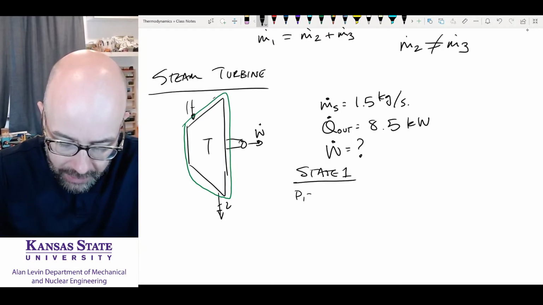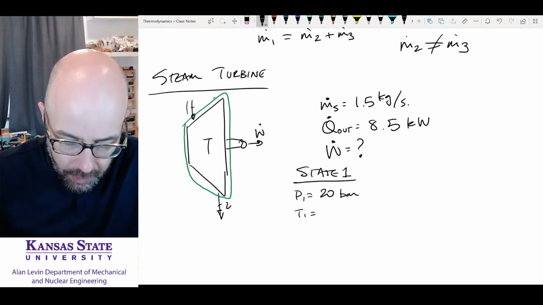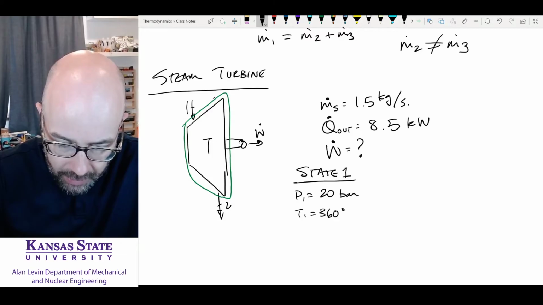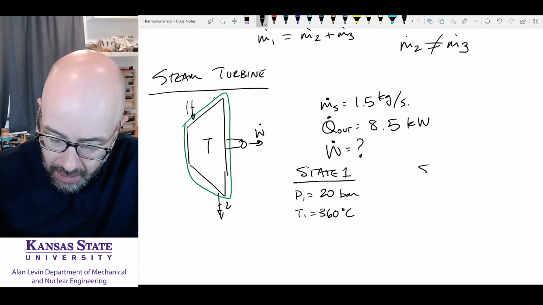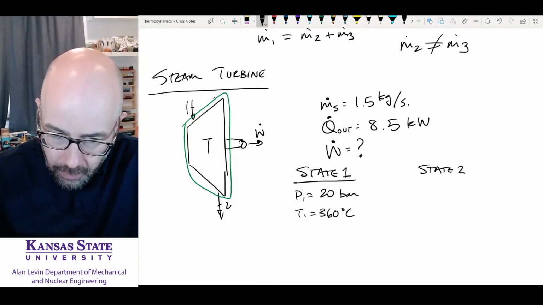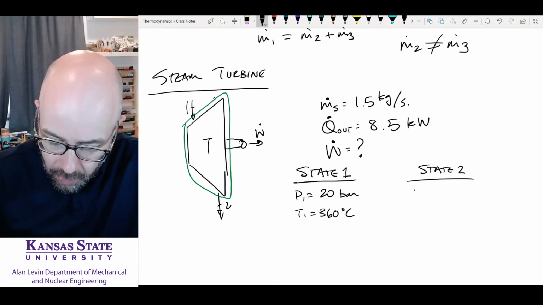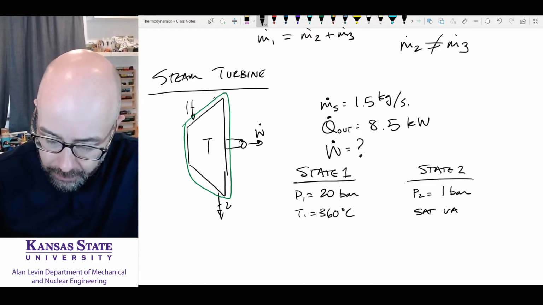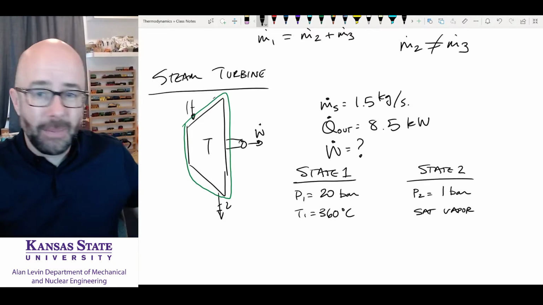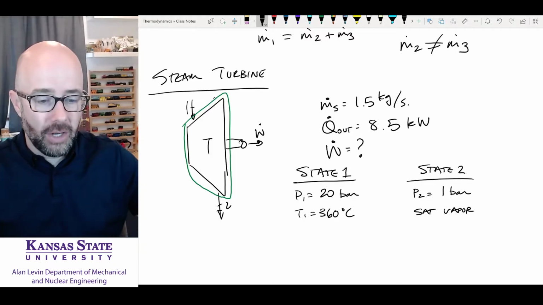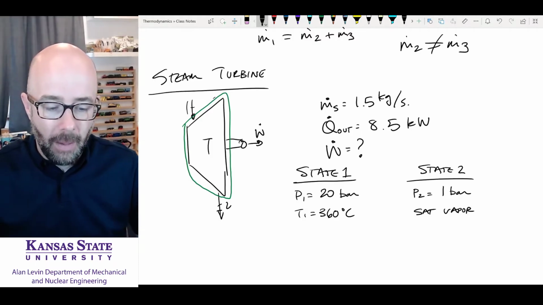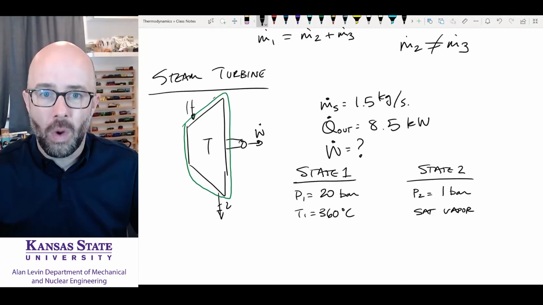is pressure 1 equal to 20 bar and temperature 1 equal to 360 degrees Celsius, and my state 2 is pressure 2 equal to 1 bar and it's a saturated vapor. So I know two things to set each of my states. I know enough information there to set my states, and we can figure out what we're going to be looking at.